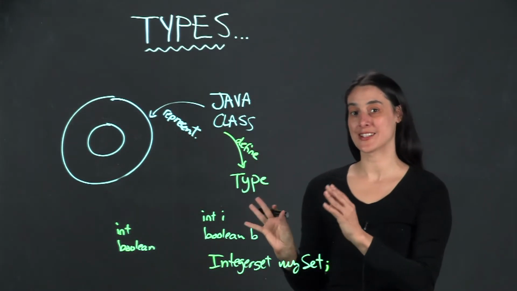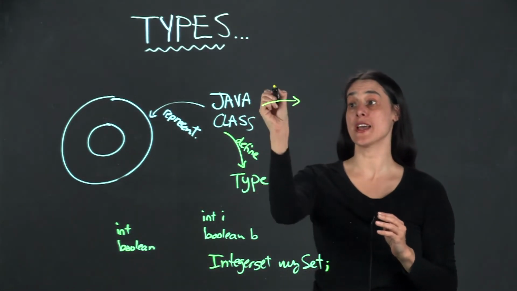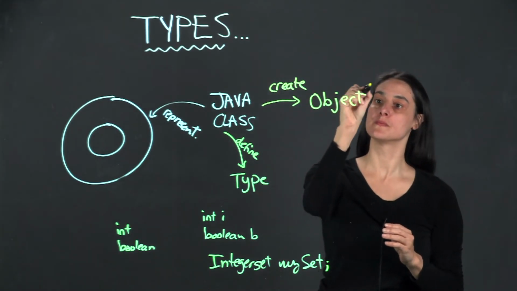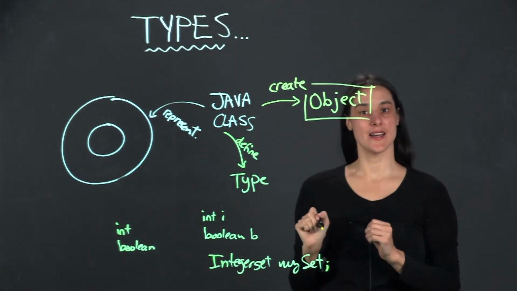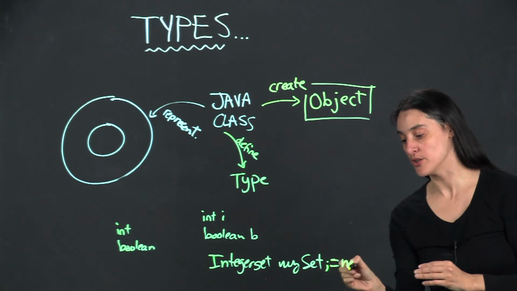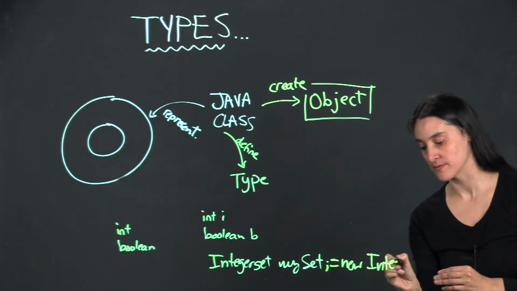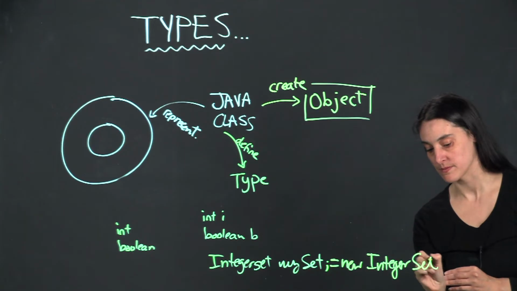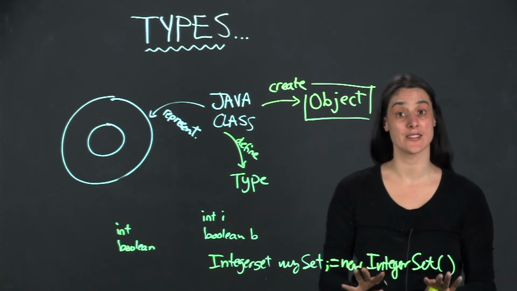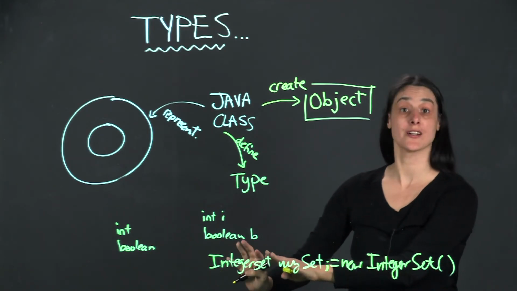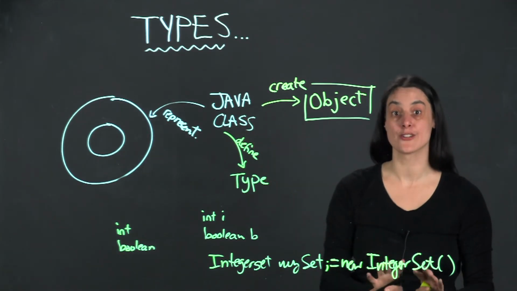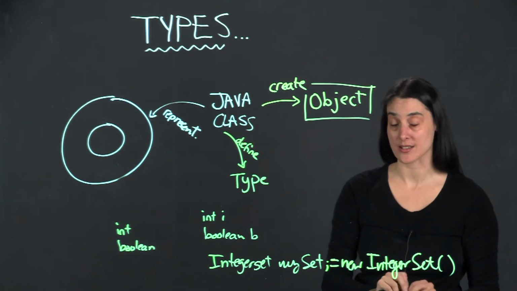The other thing that a Java class lets you do is create an object. And an object, of course, is what you get when you say equals new IntegerSet. So here we have the declaration, and here we have the instantiation. You can use a type to declare your variable, and use a Java class to instantiate that object.